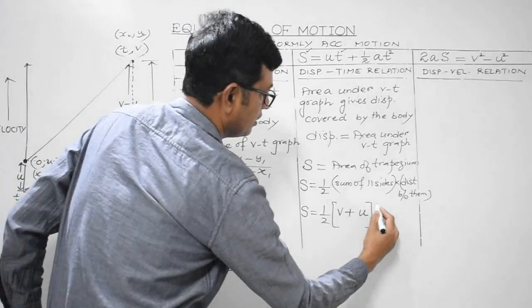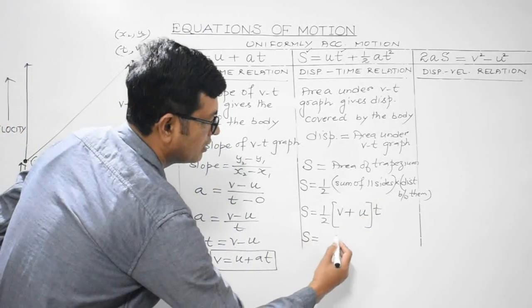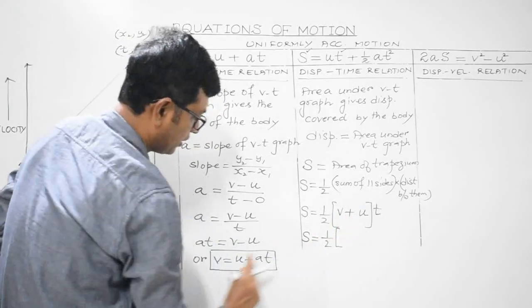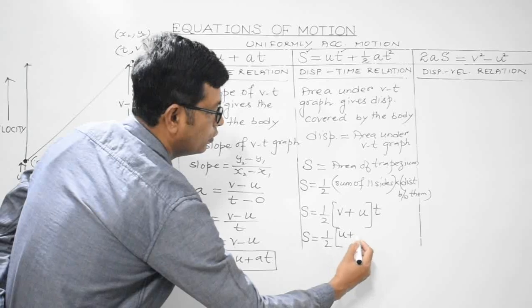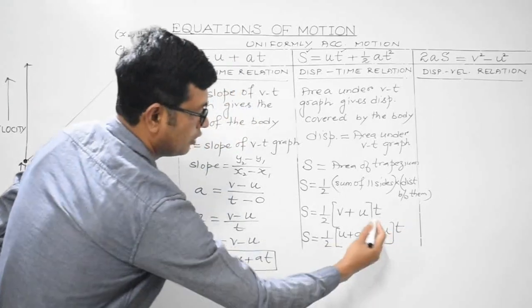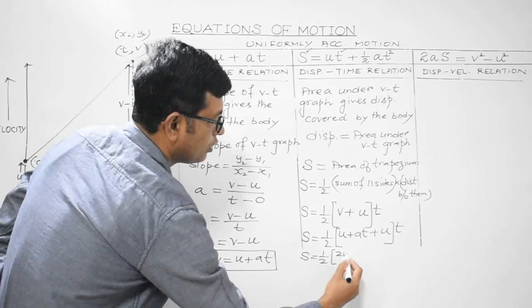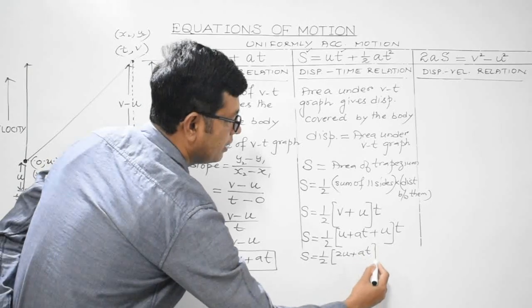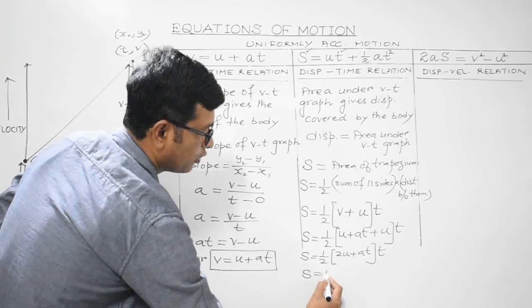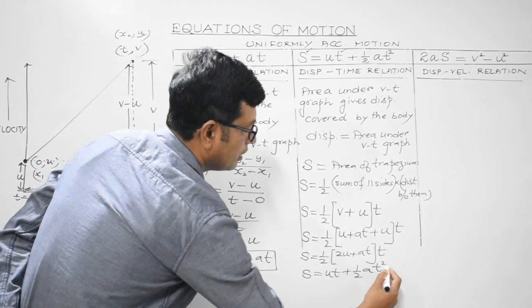So what do you get? It is t. Now, as usual, as we have done previously, you can simply solve. In place of v, from first equation of motion, you can write u plus at. So it will be equal to half, 2u plus at, multiplied by t. So on solving and opening the bracket, you will get ut plus half a t square.